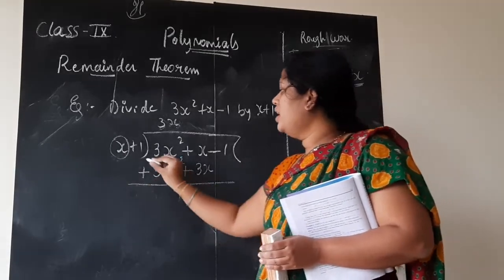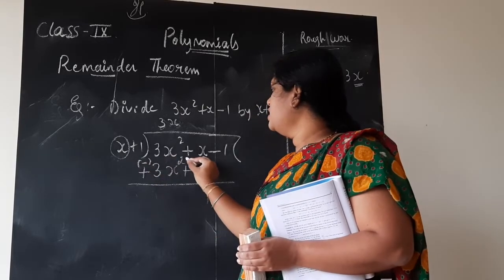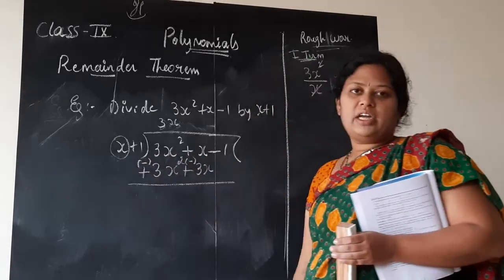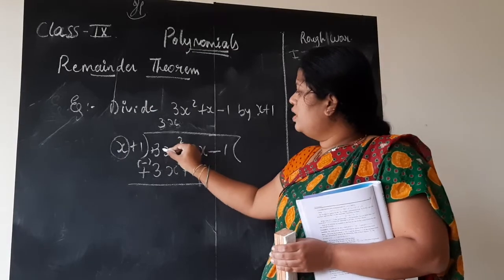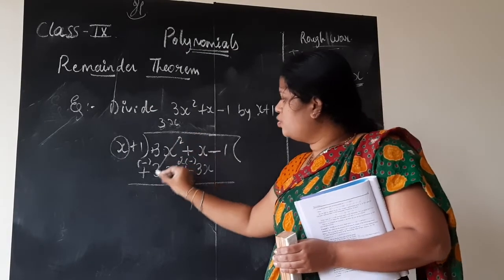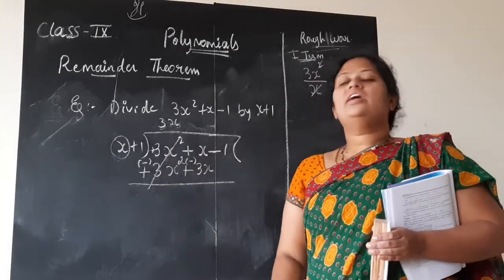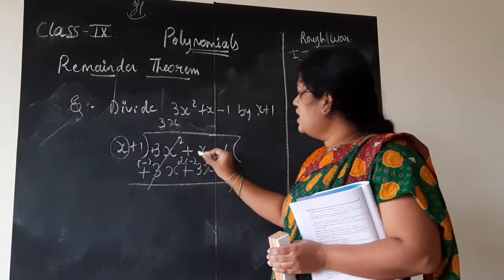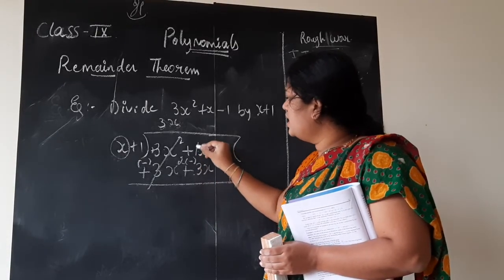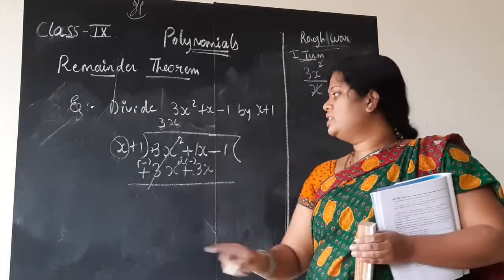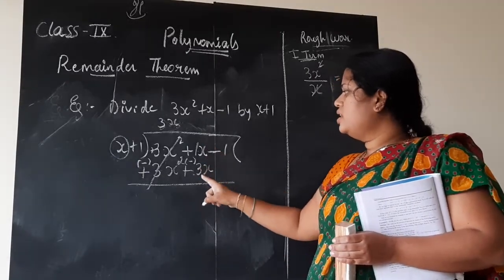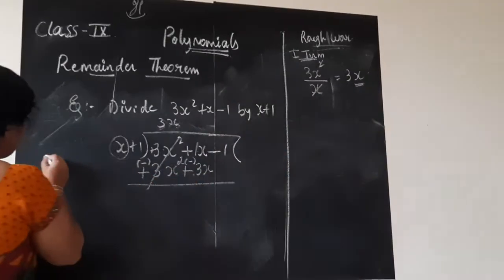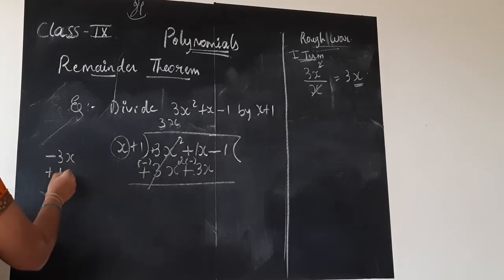Plus sign, change to minus; plus, change to minus. So plus 3x square minus 3x square will get cancelled. Here plus x minus 3x, it is understood that it is 1x. So it is like minus 3x plus 1x. Don't worry. Minus 3 plus 1 is minus 2.